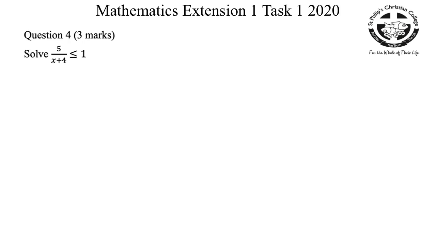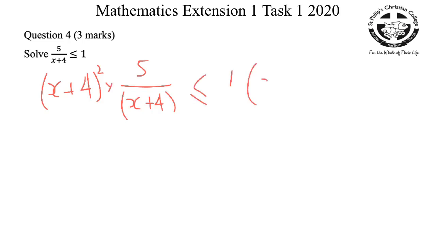Here we've got something where we have an unknown in the denominator, so we have to multiply it by the square of the denominator to ensure that we're multiplying by something positive, not something that could be positive or negative. X plus 4 could be positive or it could be negative, so we've got to multiply by the square of that. So our first step is to multiply by x plus 4 all squared, and I've still got my 5 over x plus 4 is less than or equal to 1 outside of x plus 4 all squared. So I've multiplied both sides by x plus 4 all squared.